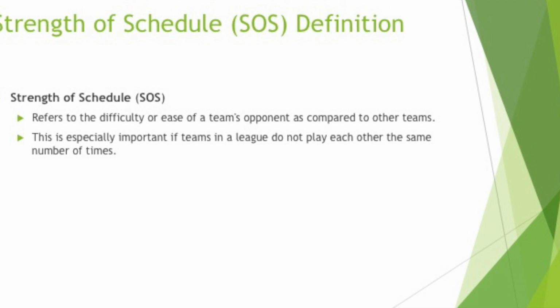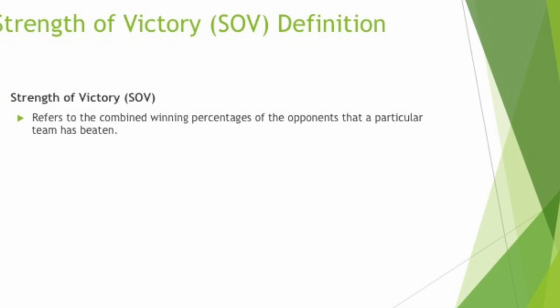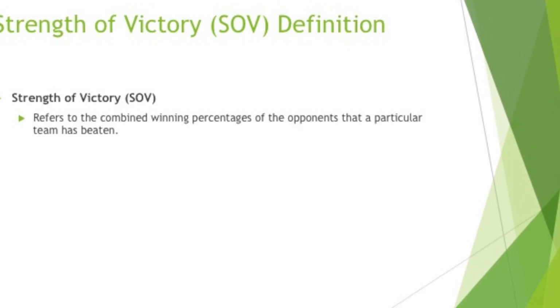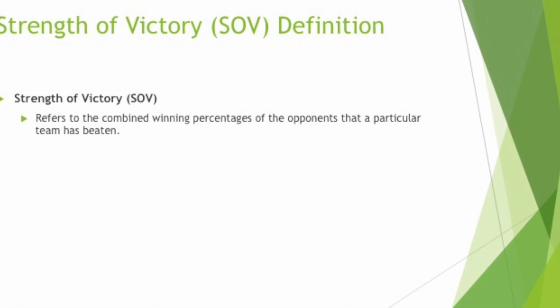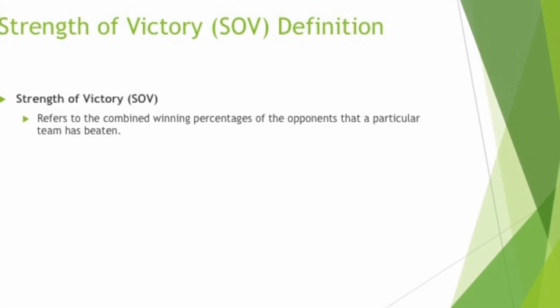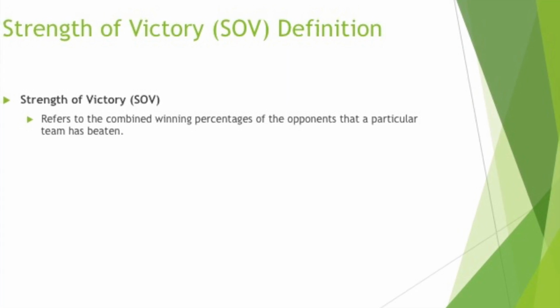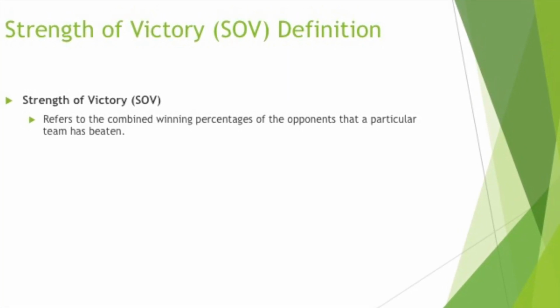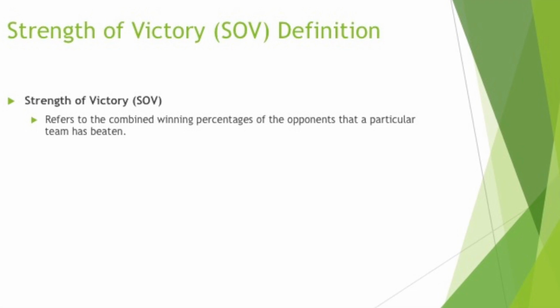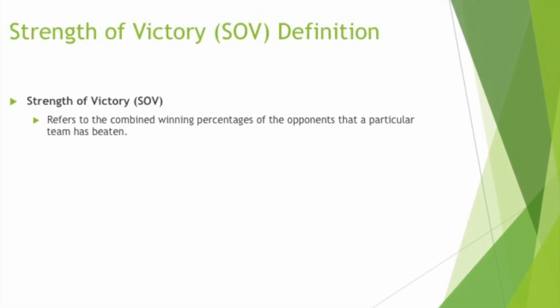And that brings us to strength of victory. Now, strength of victory is using strength of schedule, but we're only accounting for the teams that you beat, not everybody that you've played. So this is actually something that's currently used in the NFL to decide tiebreakers within divisions. It's not, as far as my knowledge, something that's implemented in college football.